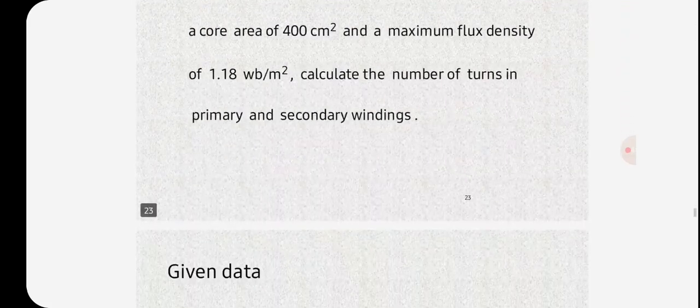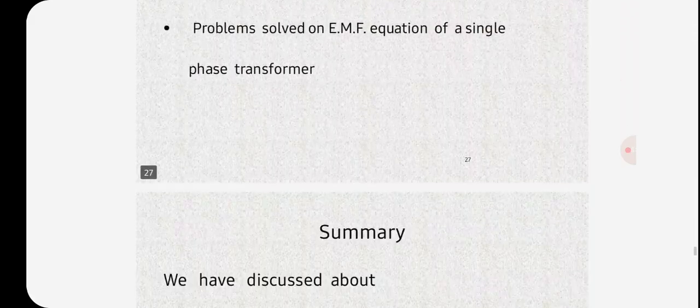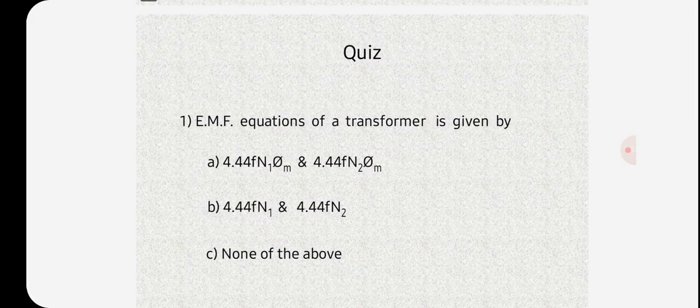So here there are a few quiz questions. We go for that. First: the EMF equations of a transformer are given by. What are the two EMF equations, primary and secondary, self and mutual induced EMF? They are 4.44fN1φm and 4.44fN2φm. So the answer is A, not B and C.